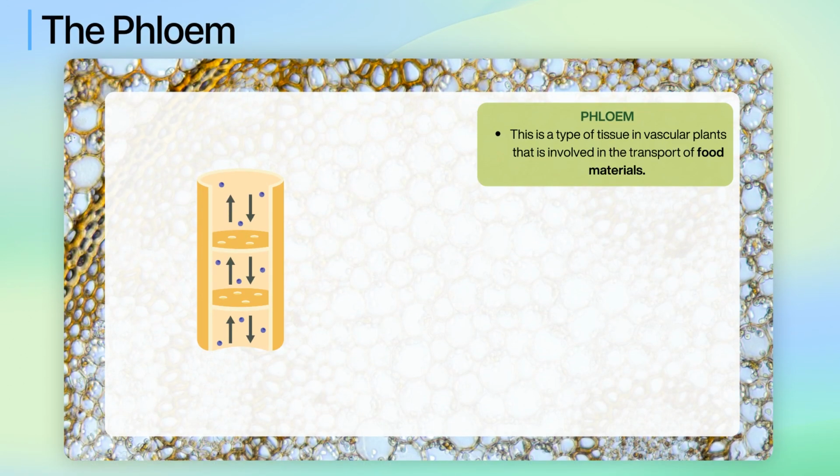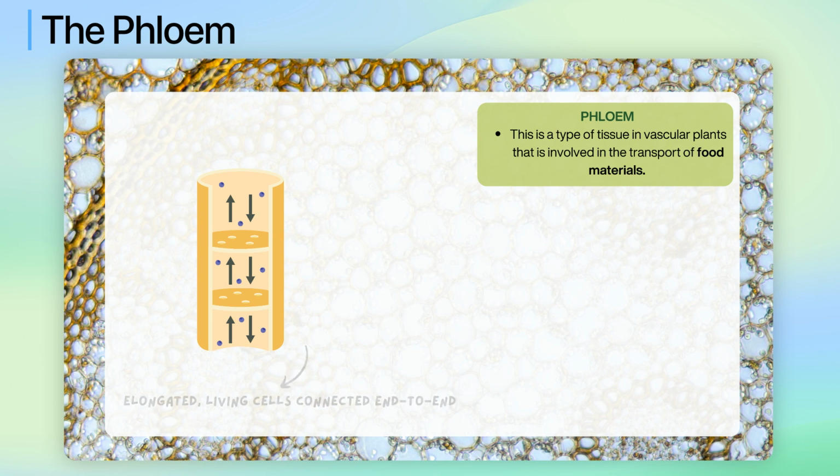The phloem is another type of vascular tissue. Unlike the xylem, the phloem is involved in the transport of food materials, primarily the glucose that is produced during photosynthesis. Let's now explore how phloem cells are adapted to their specific function.